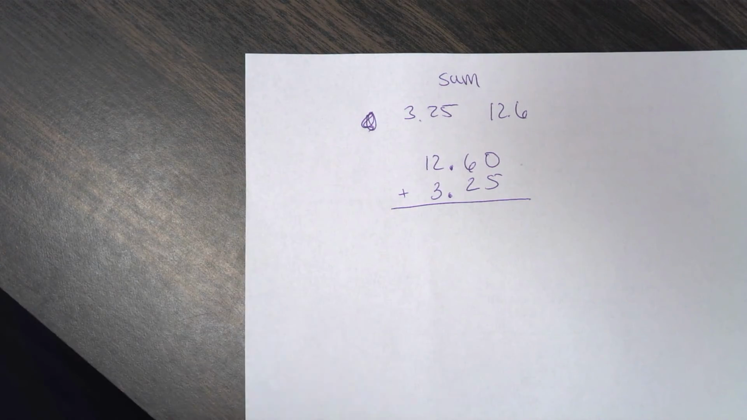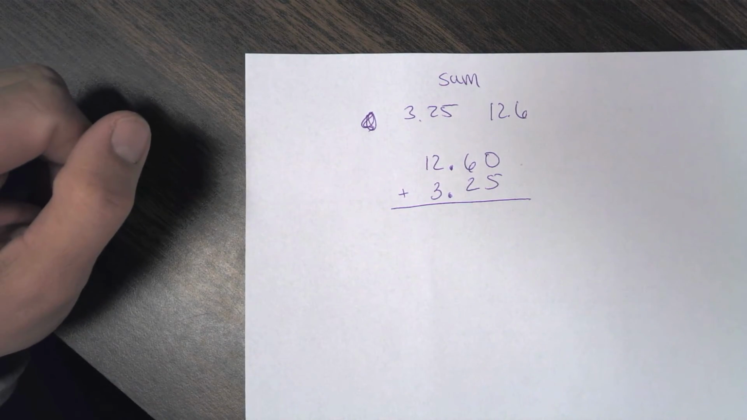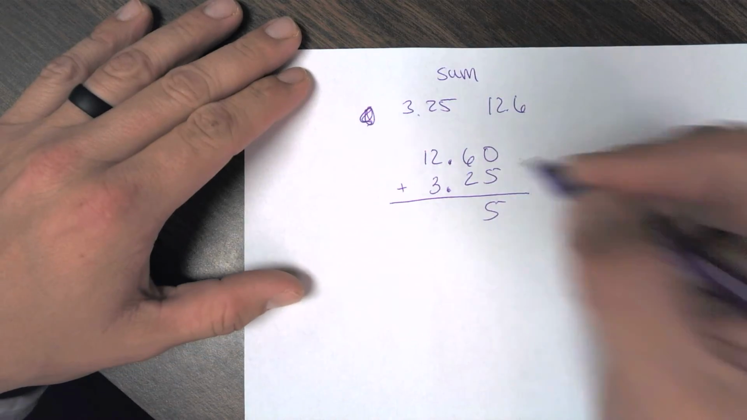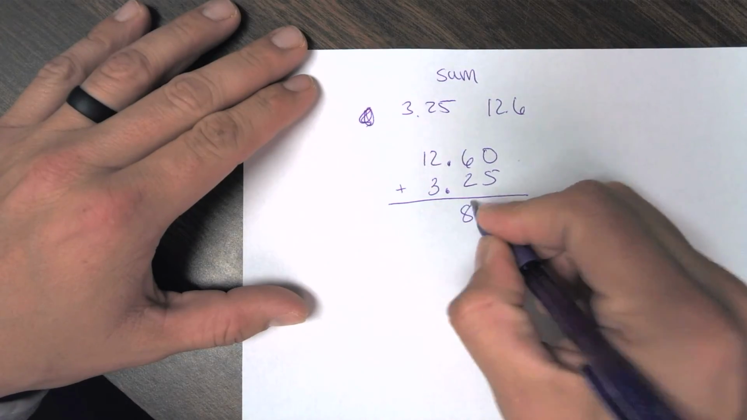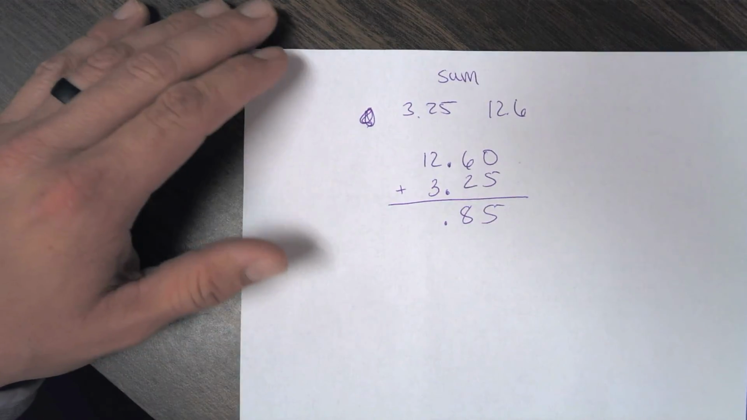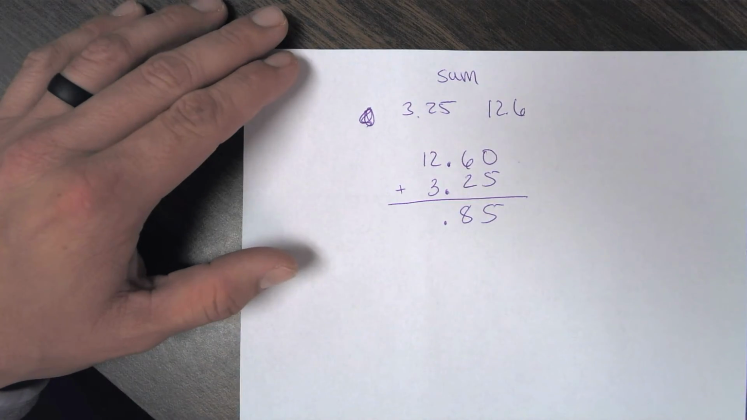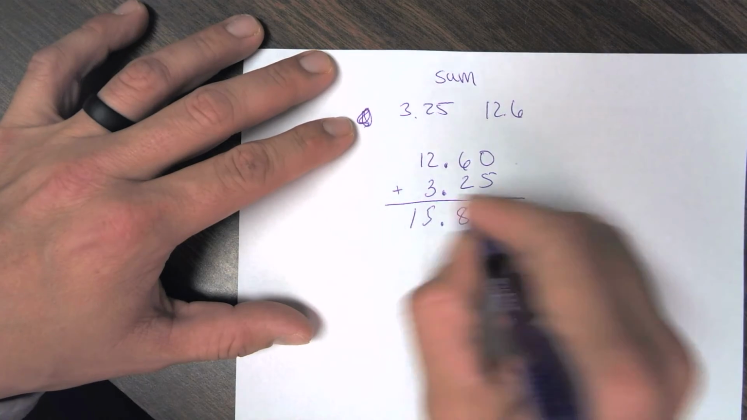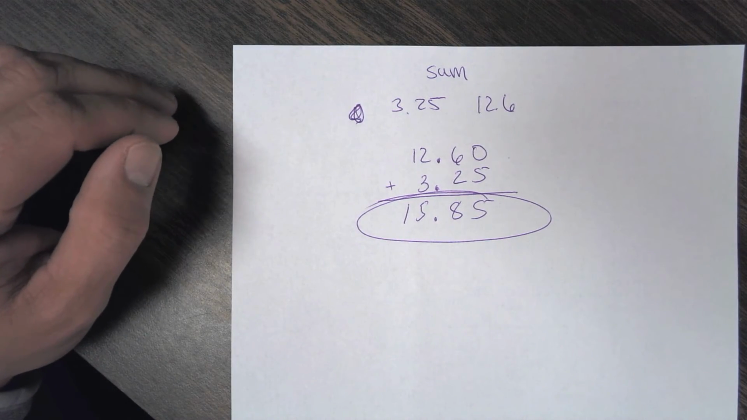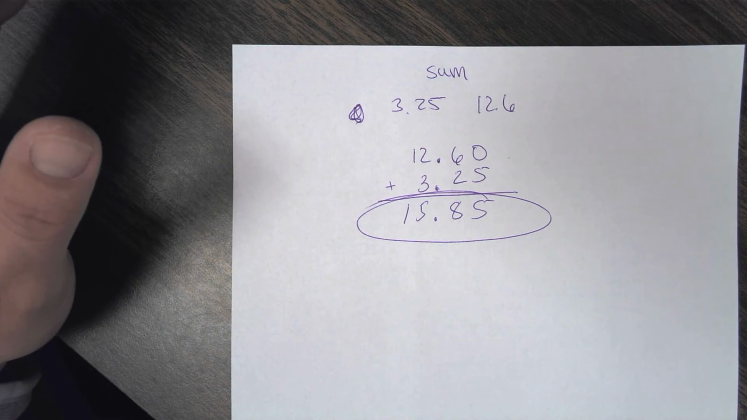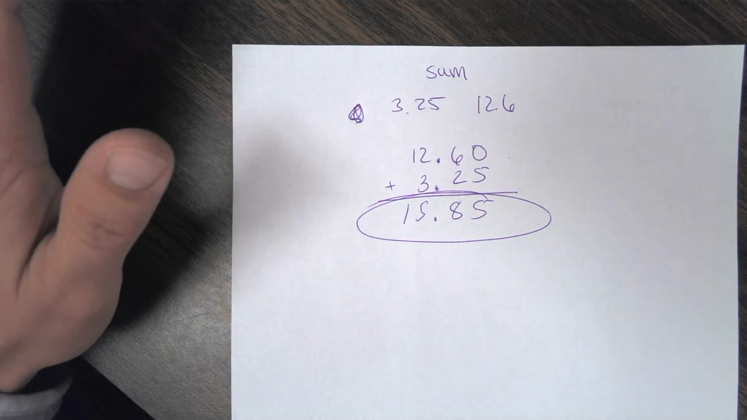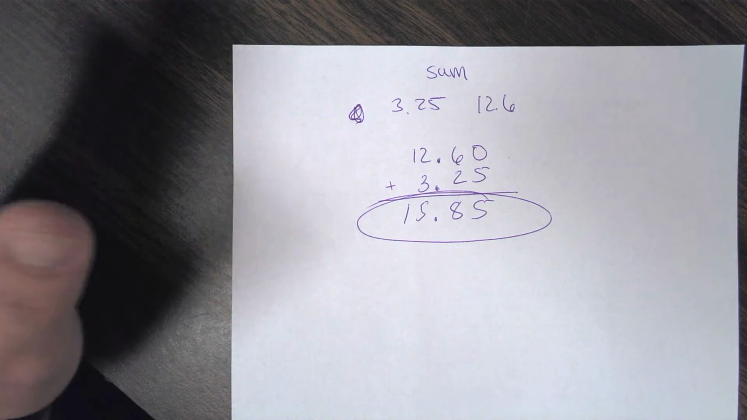Okay, so what is 0 plus 5? Say it, guys. What is 0 plus 5? 5. What is 6 plus 2? 8. Now, I just bring my decimal straight to my answer. What's 2 plus 3? 5. And then just 1. So our answer is 15 and 85 hundredths. Okay? That's all you have to do. You guys overthink everything. It's literally that easy. You're just lining up the decimals and adding.